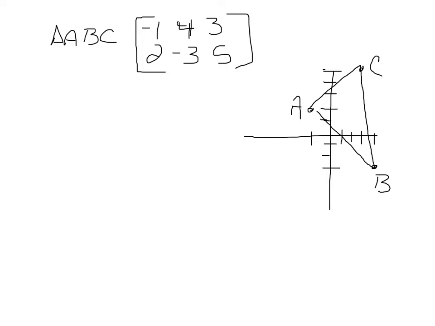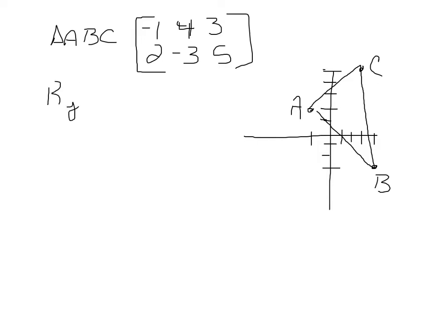So, what we got here is 3 sets of points written in matrix form, so let's not let that confuse ourselves. That is -1, comma 2, so I graph that, and there it is for the A. 4, comma -3, there's B. And 3, comma 5, and there's C. The first thing we want to do is to reflect this across the y-axis.